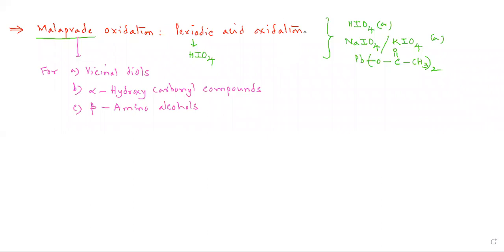Malaprade oxidation is used in case of vicinal diols having two hydroxyl groups on adjacent carbons, and alpha hydroxy carbonyl compounds. That means hydroxy and an aldehyde or hydroxy and a keto group on adjacent carbons. Then beta amino alcohol, OH and NH2 groups on adjacent carbons. Let us take them one by one.